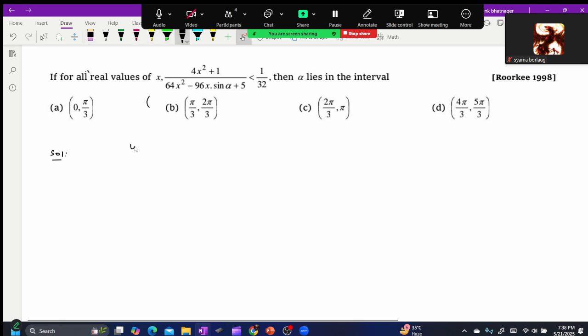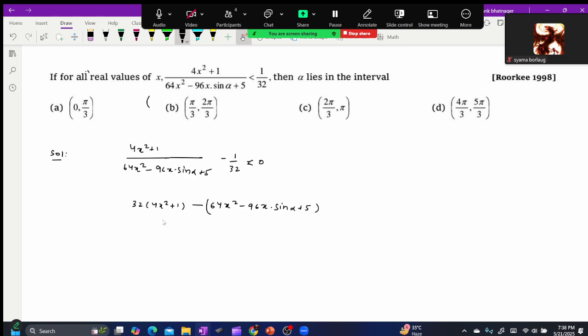The question is 4x square plus 1 by 64x square minus 96x sine alpha plus 5 minus 1 by 32 will be less than 0. That means 32 into 4x square plus 1 minus 64x square minus 96x sin alpha plus 5, whole divided by 32 into 64x square minus 96x sin alpha plus 5, less than 0.